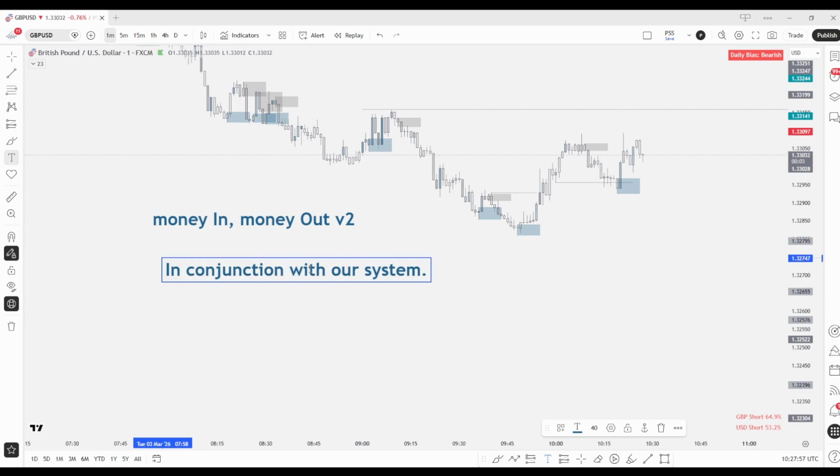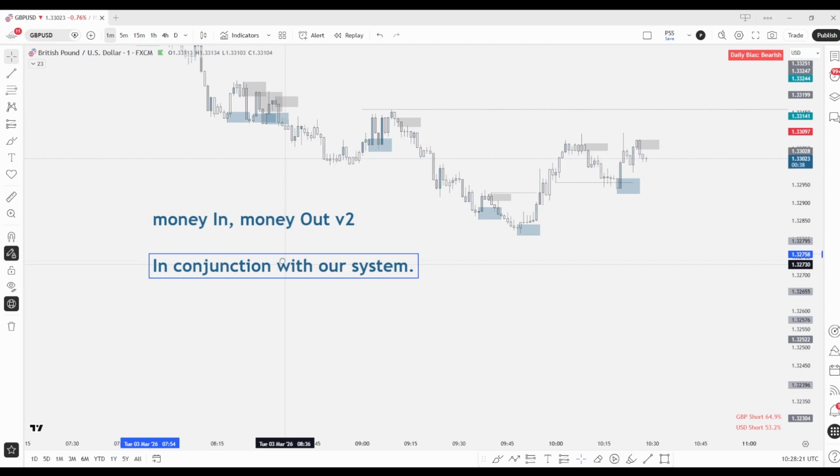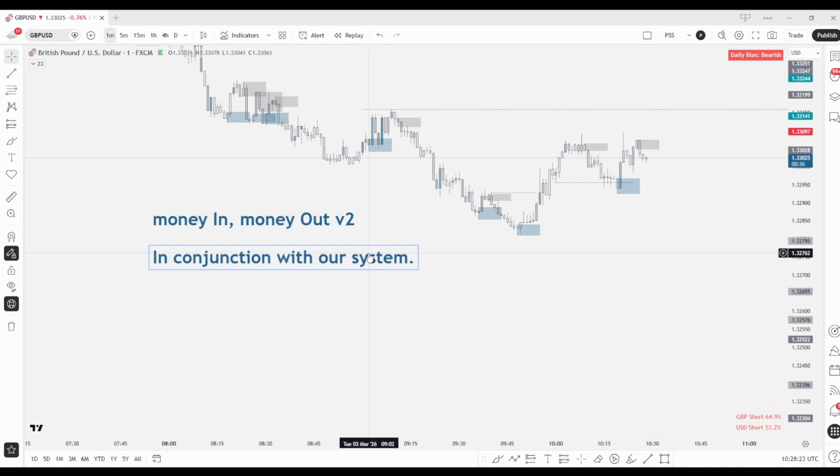Now, if straight away you're looking at this and thinking, well, I don't have a system, this is your call to go and collect data using a reputable data collection system like FX Replay, for example. You can find a link down below if you would like to check them out. You need to build a data-driven edge around whatever system you're using, and then allow the Money In, Money Out to indicate more probability within your system.